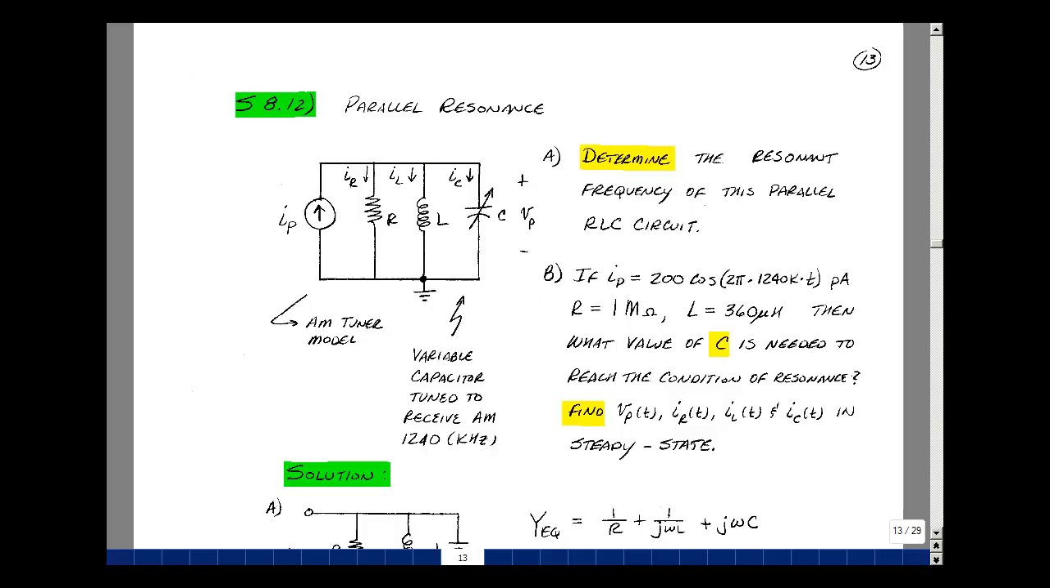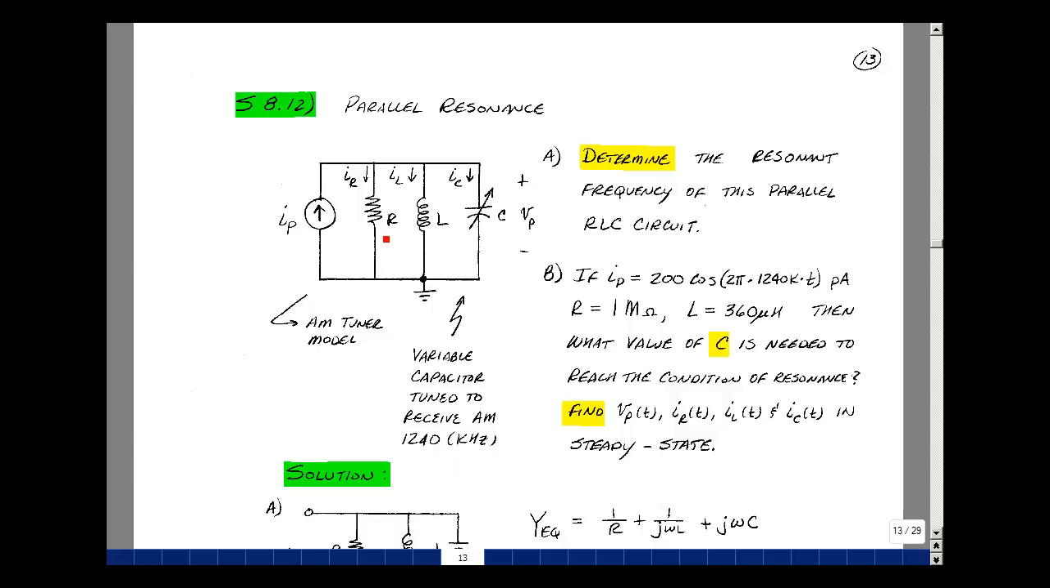This is a model for an AM tuner. What we're going to do is vary this capacitance until we bring this circuit to resonance, and we'll be able to detect a radio station. Suppose that this current source represents the signal received by an antenna, about 200 picoamps in magnitude, at a frequency of 1.24 megahertz. The radio station I'm trying to locate is called AM1240, which really means 1240 kilohertz, or 1.24 megahertz.